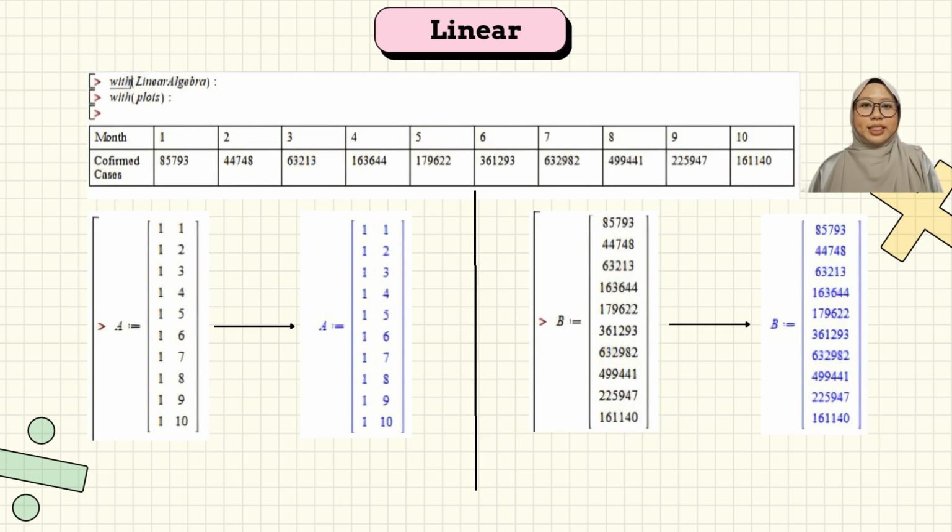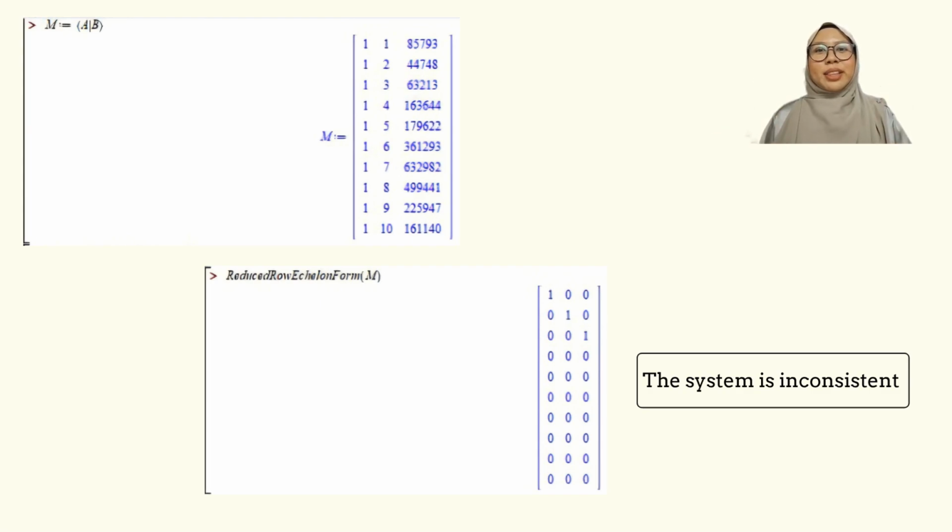Next, we need to convert the data into the matrix form, which is AS equals B. For matrix A, the first column consists of the coefficient 1, while the second column is the month values. Matrix B contains the number of confirmed cases for each month. To determine whether the system has an exact solution, we form the augmented matrix M equals A augmented with B. Then we apply the reduced row echelon form (RREF) method to matrix M. After applying this method, the system is found to be inconsistent. Therefore, an exact solution does not exist.